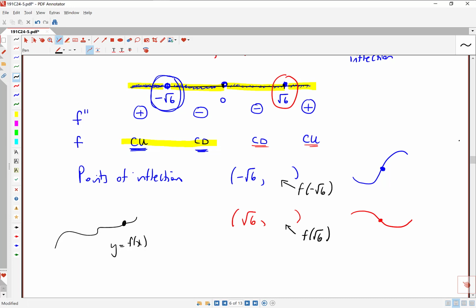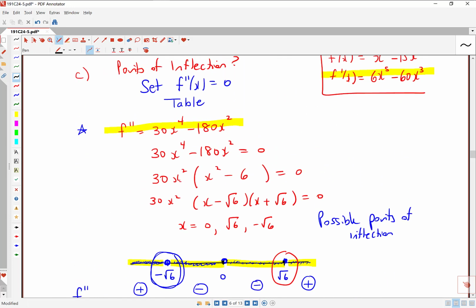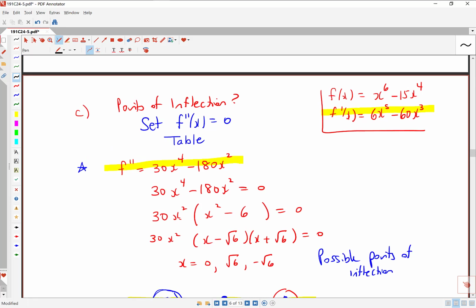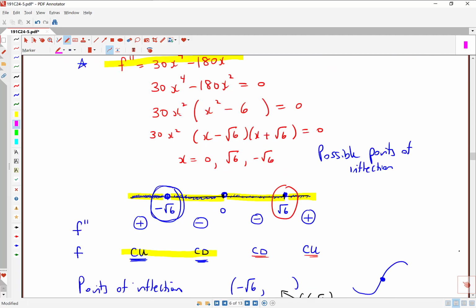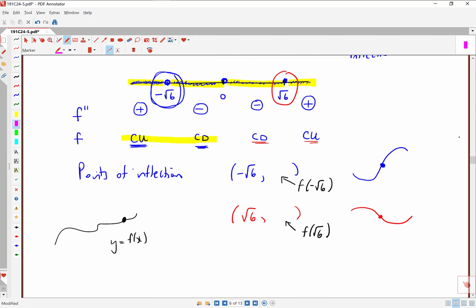I think I had written it down right towards the top of the screen here. Yep, there it is. So x to the 6 minus 15 x to the 4th. If you plug root 6 into that, you get negative 324. So the negative root 6 gives us the same value as the positive root 6 did. So that is part C done.